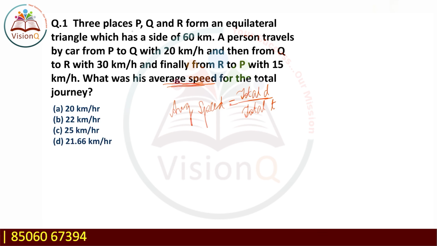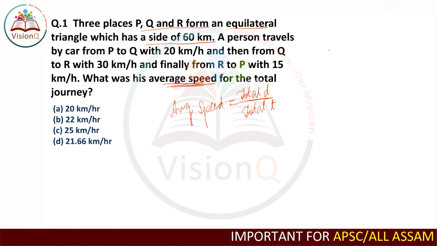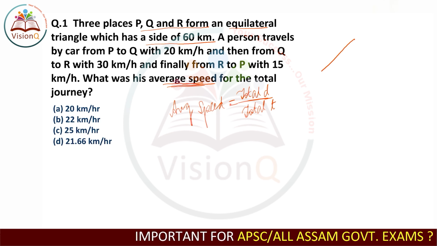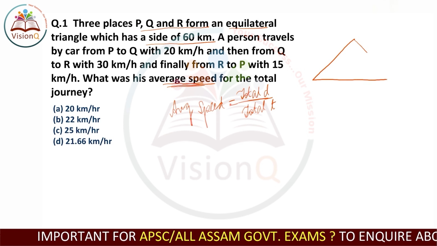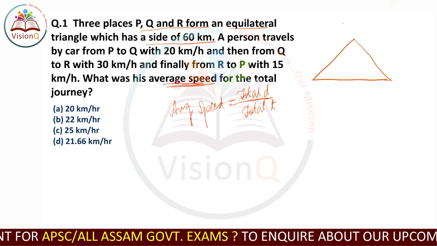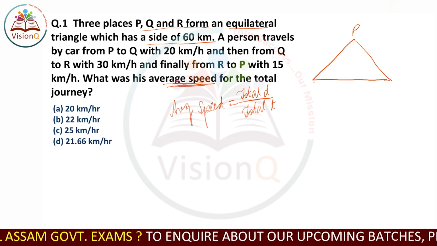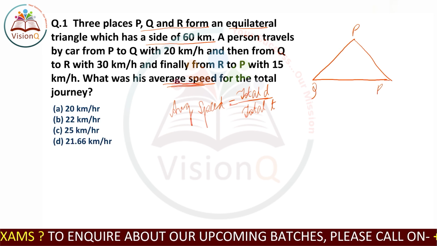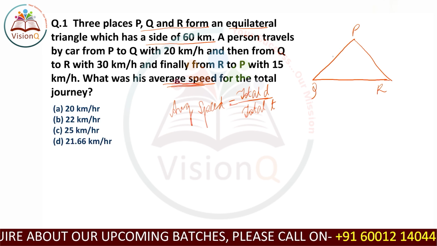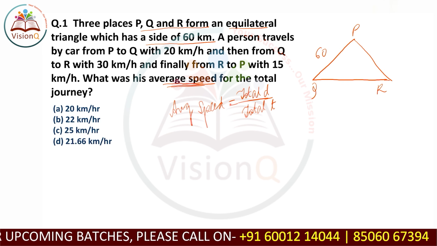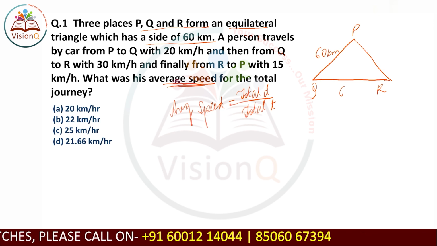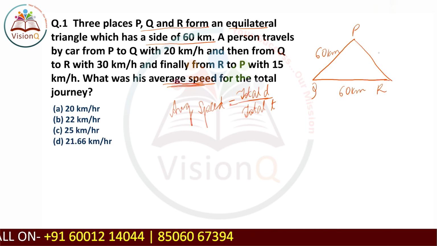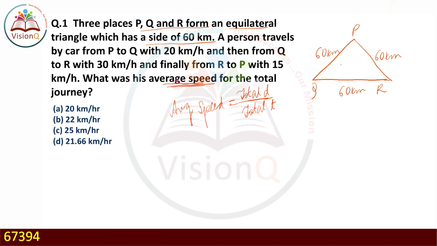Now it is given that three places P, Q and R form an equilateral triangle which has a side of 60 km. That means there are three places P, Q and R, and they form an equilateral triangle, a triangle where all the sides are equal. Suppose this is P, this point is Q and this place is R, and it has a side of 60 km. That means PQ, QR and PR, all the sides are of length 60 km because it is an equilateral triangle.